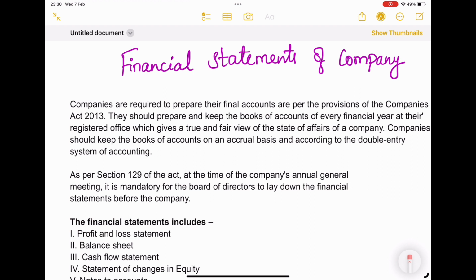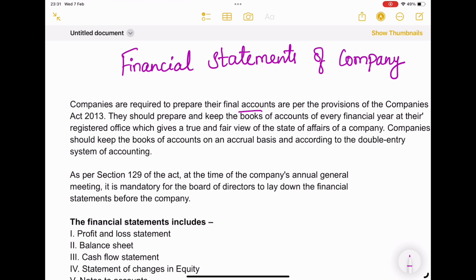Financial statements are nothing but, as commerce students, we all know, the P&L account and balance sheet, isn't it? Along with that, there are so many other statements which represent the financial position of the company. The basic introduction is that companies are required to prepare their final accounts as per the provisions of the Companies Act 2013. They should prepare and keep books of accounts of every financial year at their registered office, which gives a true and fair view of the statement of affairs of a company.